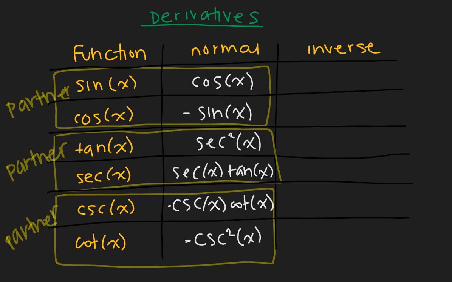You can identify these partners by, if you know the trig identities, you can see that for these two, cosine squared x plus sine squared x is one of the trigonometric Pythagorean identities. And it remains the same partner pair. So if that's how you want to remember the partners, that's one way to do it.